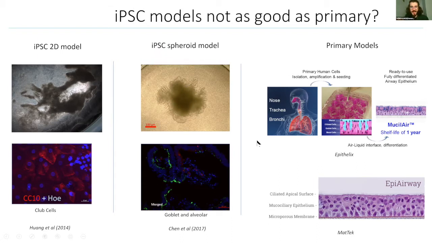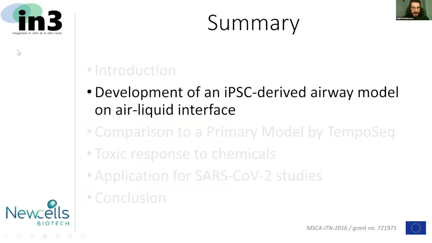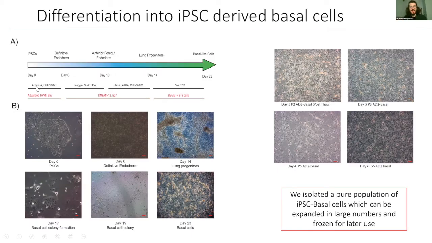So I started off by differentiating iPSCs during 14 days into lung progenitors using the previously described methods. And from this population of mixed progenitors, we isolated basal cells by using primary bronchiolar media, BGM, ROCK inhibitor, and irradiated 3T3 cells that will give growth factors to the basal cells and stimulate their auto-renewal.